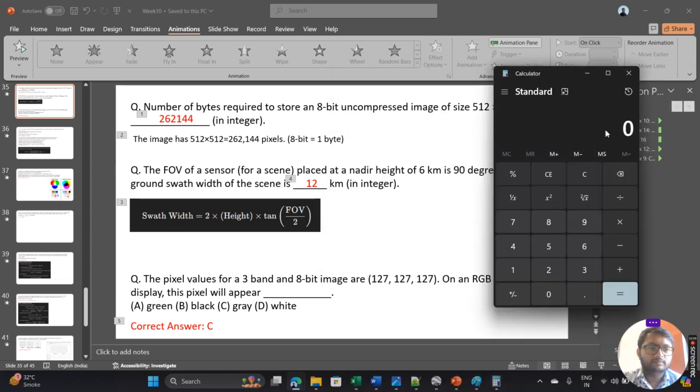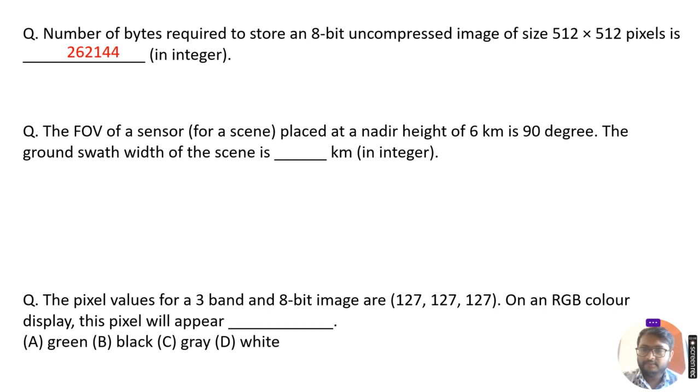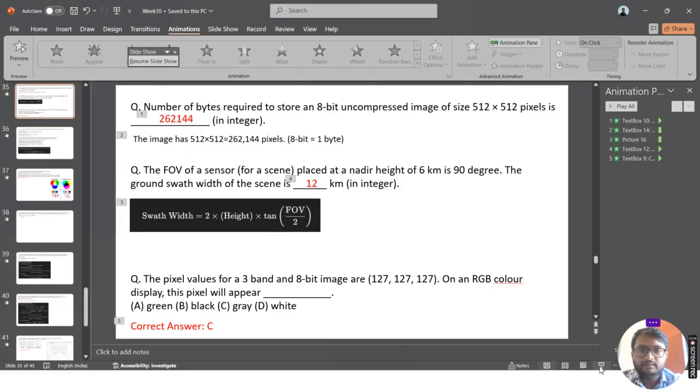So now we'll move to the next question. The next question is to store a 3-band, 4-bit, 512 by 512 image. How much storage is required? Like, how many bits are required?